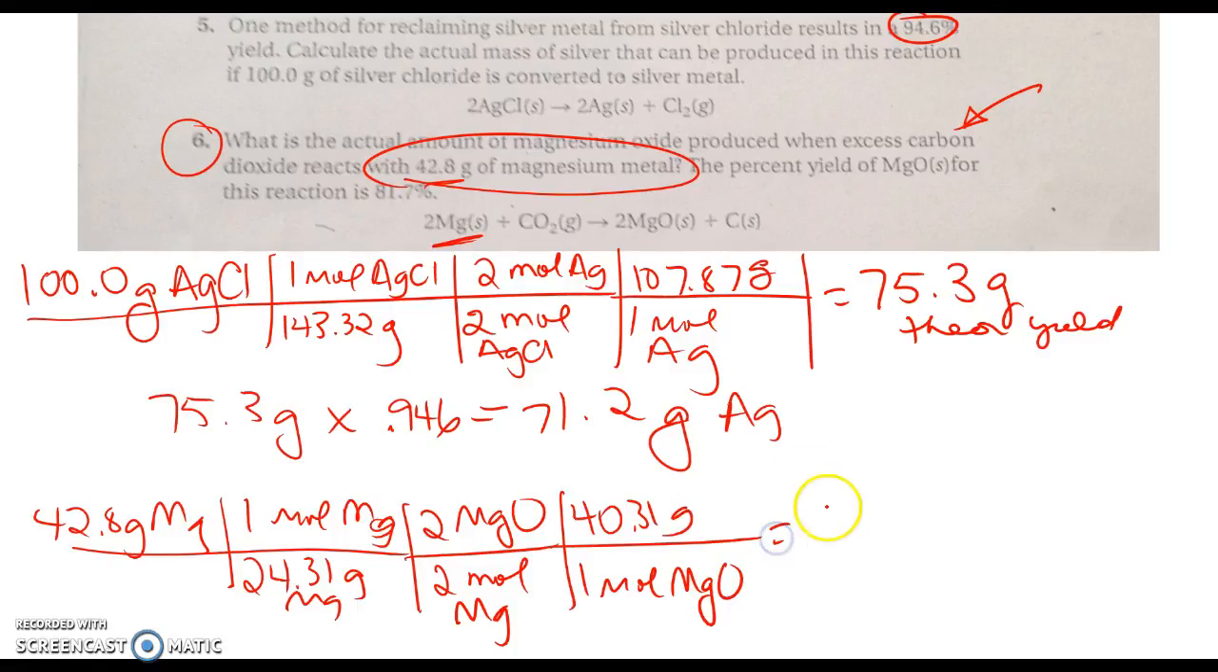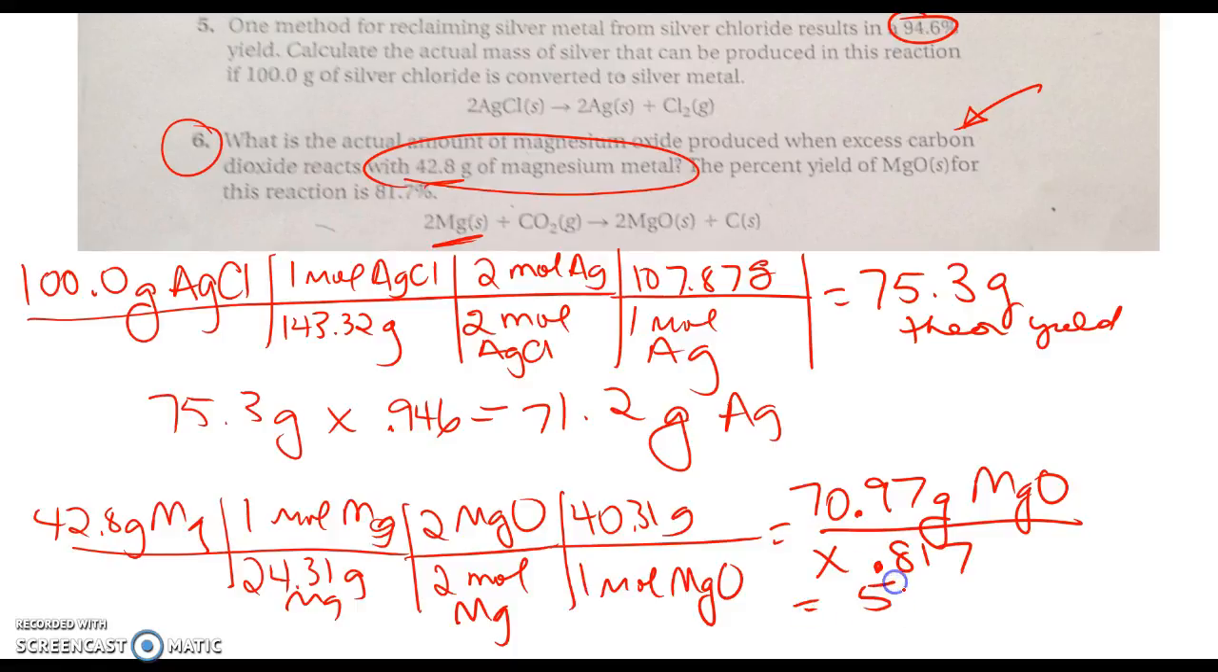We calculate this, we get 70.97 grams magnesium oxide. Note that I have not been worried about sig figs. You will need to worry about sig figs, right? Now, this is theoretical. So if I only have an 81.7% yield, I'm going to multiply by 0.817 and find out that I would have 57.99 grams of magnesium oxide. All right?